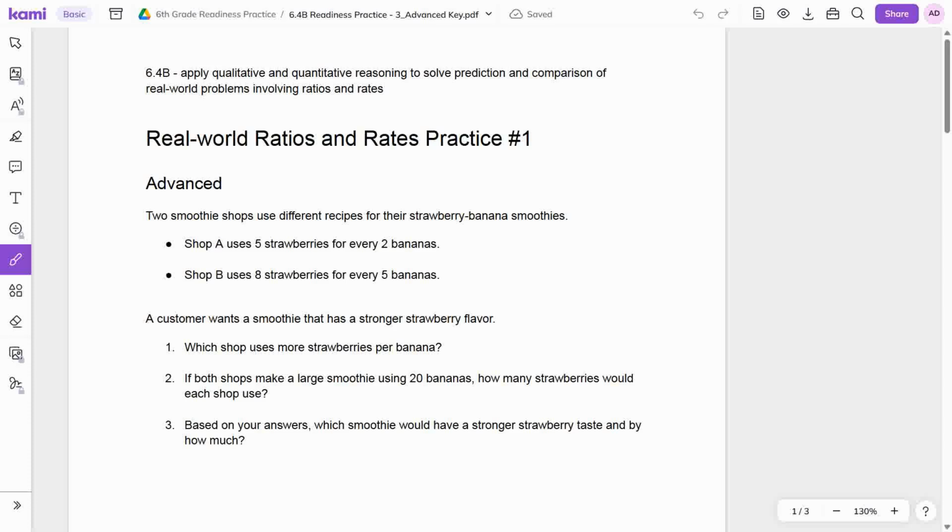Today we are looking at the sixth grade concept of real-world ratios and rates. This is the 6.4b Readiness Practice, the advanced version.